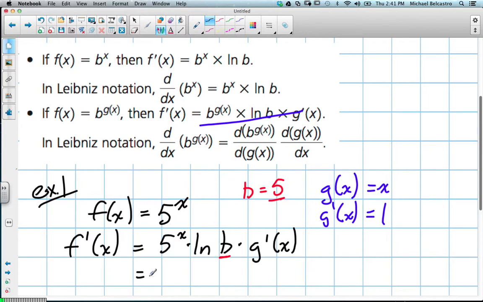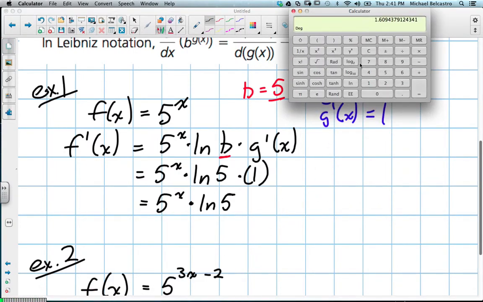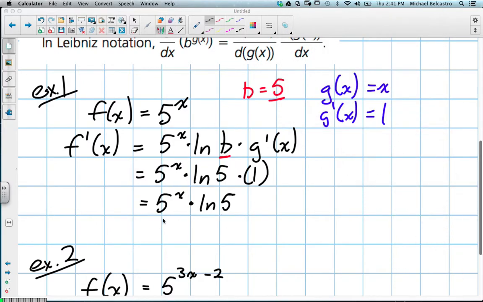So we plug these values in. We'll end up at 5 to the power of x multiplied by ln of the base, which is 5, times a value of 1. 1 becomes negligible to us. We have 5 to the power of x multiplied by ln 5. And we could put ln 5 into our calculators, but it's a ridiculous number, so I'm not going to write it that way. We're going to leave it as ln 5 multiplied by 5 to the power of x as our derivative.